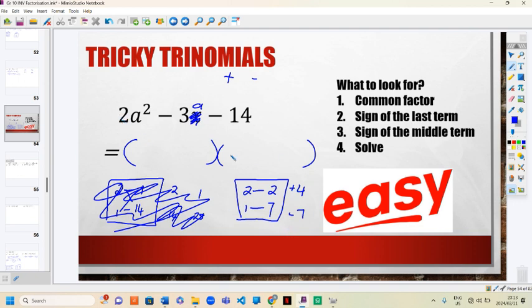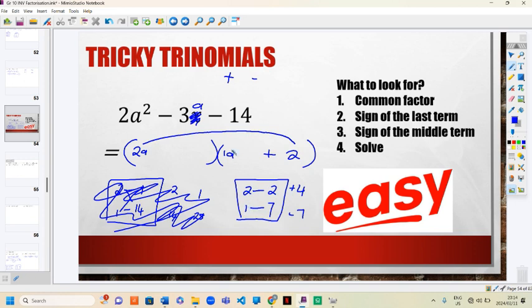Now let's see, what were the factors of 2? Factors of 2 were 2 and 1. So there's 2a and 1a. Just so you can see, you don't have to put the 1 there. There's my factors of 2. 2a times a gives me 2a squared. What did I multiply the 2a with? I'm going to multiply the 2a with positive 2 to give me positive 4.